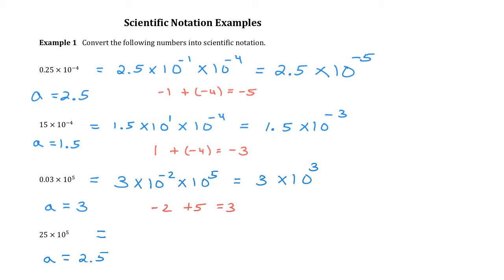So I'll replace 25 with 2.5. I'll put times 10 to the first, which would move the decimal point back to 25. Then I'll put this 10 to the 5th next. If I add the exponents on the tens, I get 6. And my final answer is 2.5 times 10 to the power of 6.